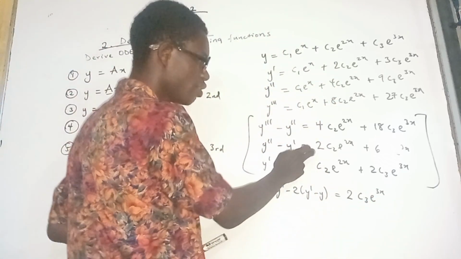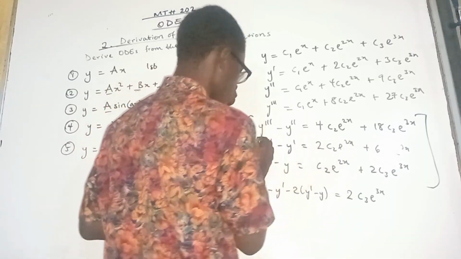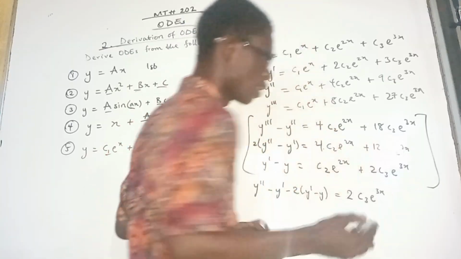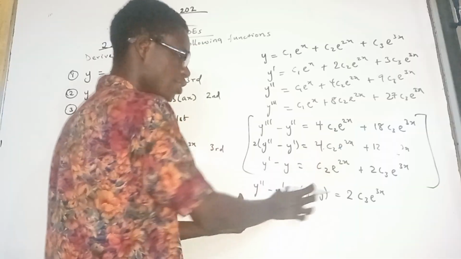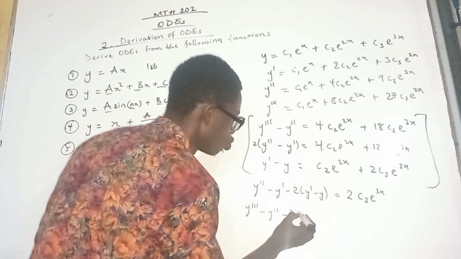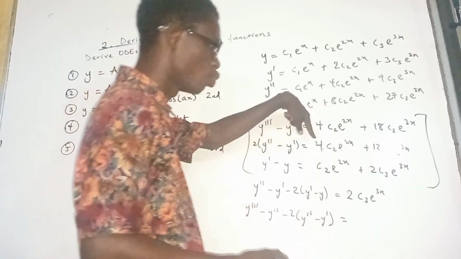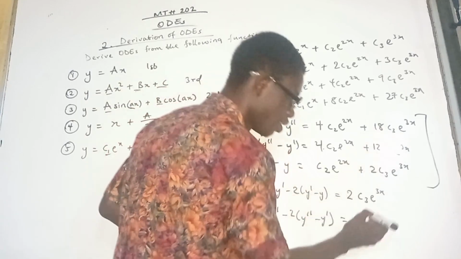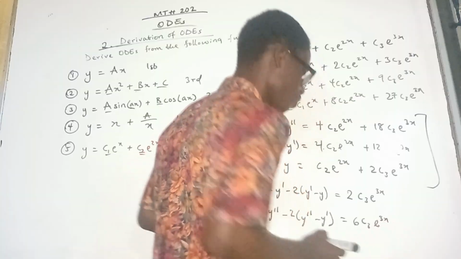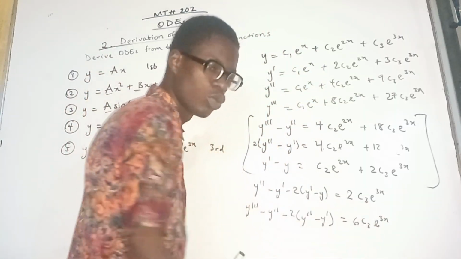Yes. So if I multiply this one by 2, I'm going to have 4 here. So it means 2 of this equals to 4 of this and 12 of this, right? So I can easily subtract these 2 and just write it out as y triple prime minus y double prime minus 2y double prime minus y prime equals to... If I subtract these two, I get this gone, and this gives me 6c3 e raised power 3x, right? Now I'm down to c3, right? So it remains only one constant.